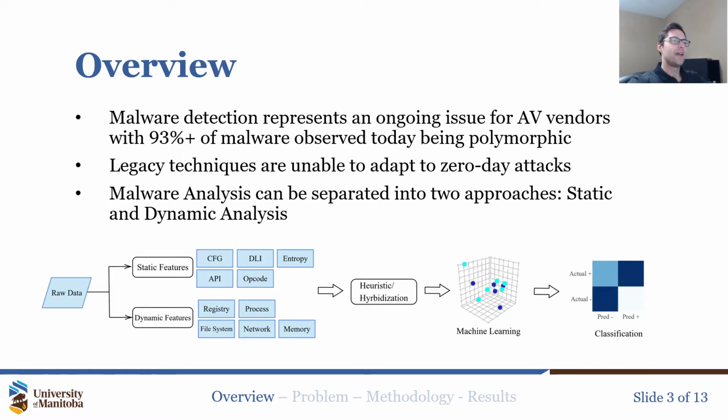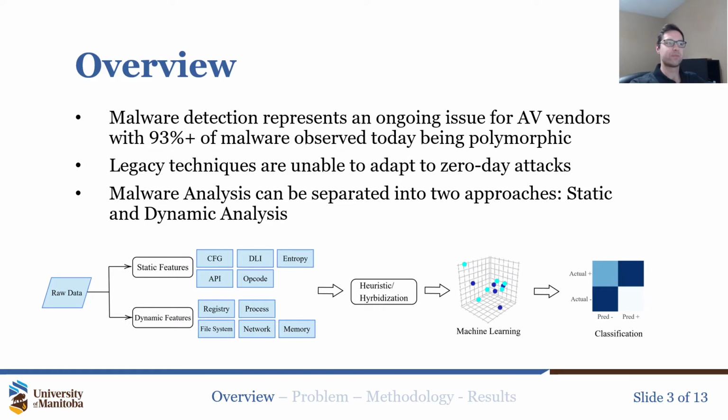So, overview. In terms of malware detection, it's an ongoing issue for antivirus vendors and researchers alike, because it's a constantly changing, dynamic field of research. Malware, as it's written by various writers, every single time it's deployed to a new environment, has self-encrypted payloads that are able to encrypt and obfuscate themselves through a series of packers and other techniques. Currently, about 93% of all malware observed today is polymorphic, meaning it changes from iteration to iteration.